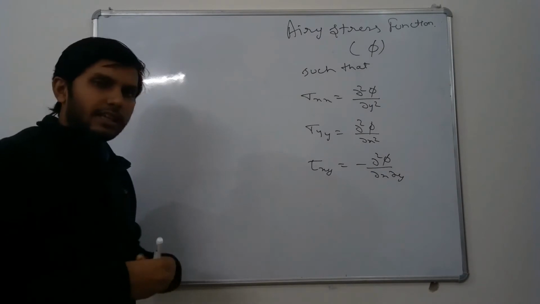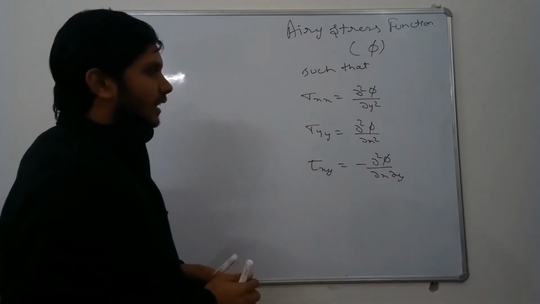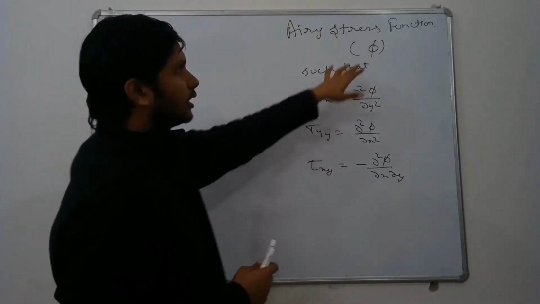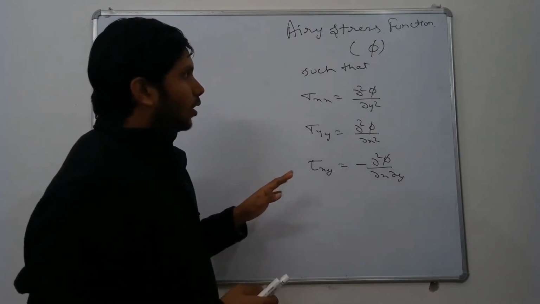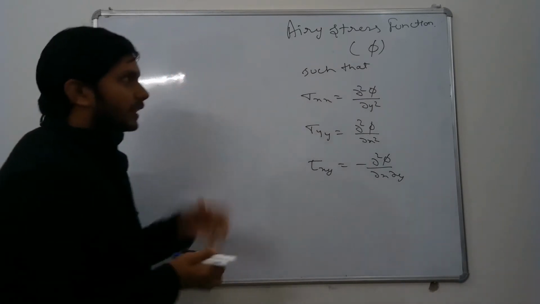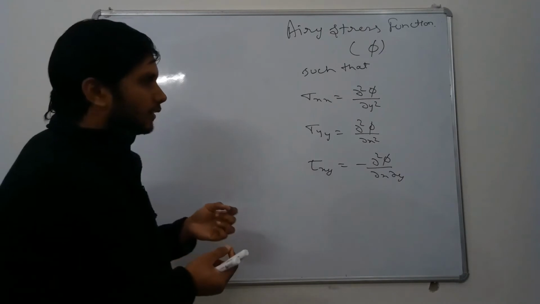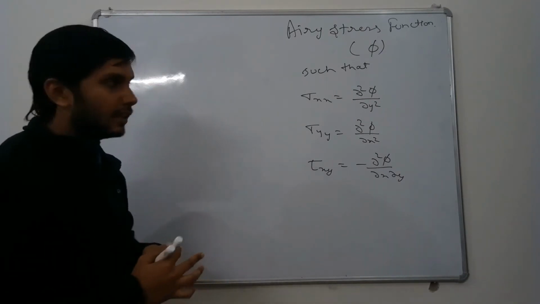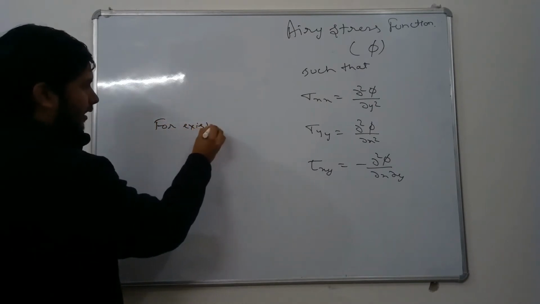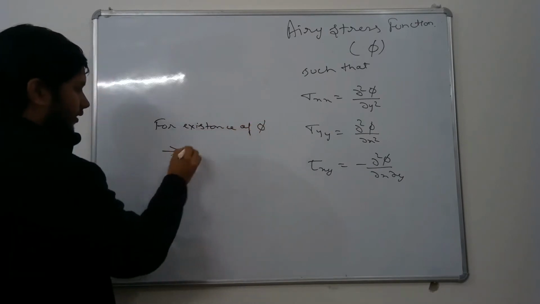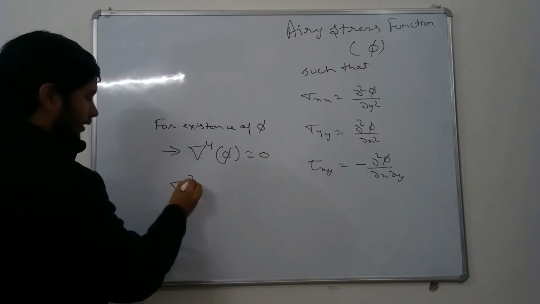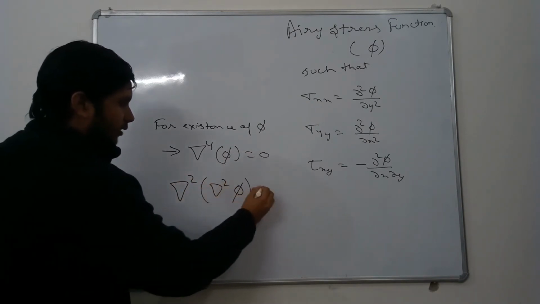What they actually ask in the questions is that they will give some value of phi, and they can first ask whether that function is valid or not. Or they can give the function and ask for these values, or they can give the function with some coefficient hidden, and ask about that coefficient so that phi exists. So basically the main concept is that for the existence of phi, del to the power 4 phi should be equal to 0, or we can say the actual method to solve is del square of del square phi equal to 0.